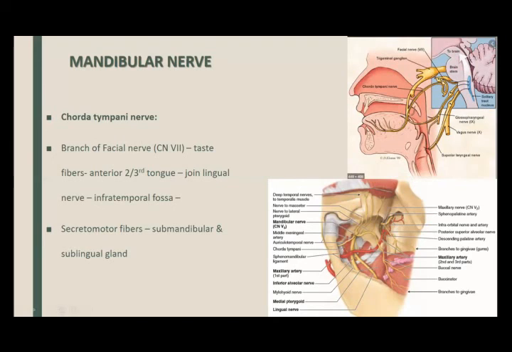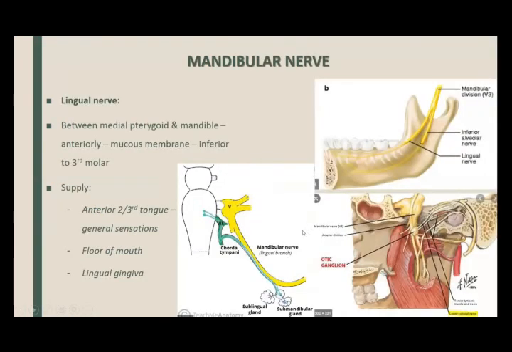So the lingual and chorda tympani, look here, follow this green branch. This is the seventh cranial nerve, which is the facial nerve. The chorda tympani arises from the facial nerve, then leaves the facial nerve and joins the lingual nerve. Now they travel together and supply the tongue.